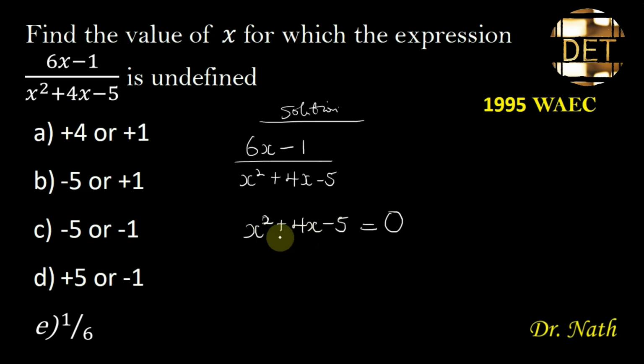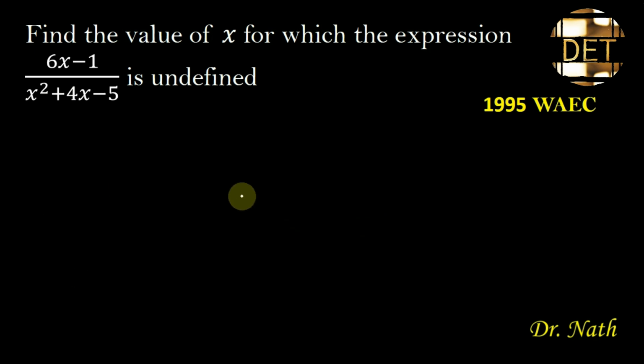So the expression that we got is x squared plus 4x minus 5 is equal to 0. So we're going to use the factorization method to solve this quadratic equation. By factorization method, we're going to look for the factors of 5, such that if we multiply them, we'll get minus 5, and if we add them, we'll get plus 4.